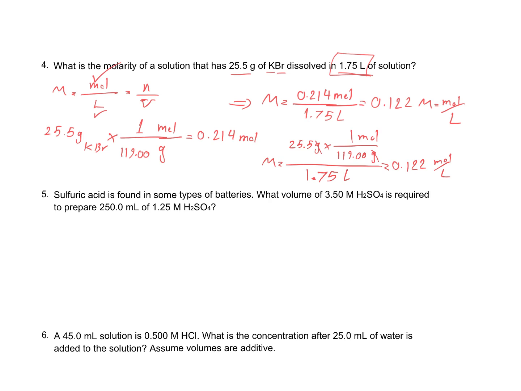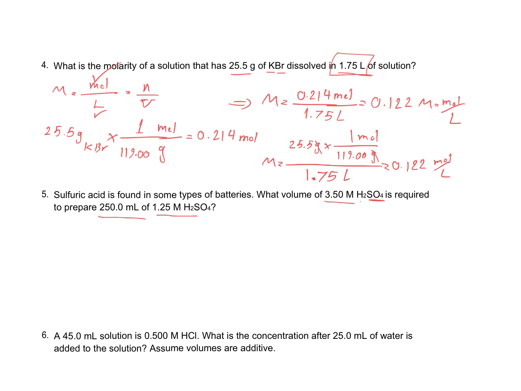Okay, so next question is a dilution question. Sulfuric acid is found in some type of batteries. What volume of 3.5 molar H2SO4, and you know that's sulfuric acid, with the polyatomic ion sulfate, is required to prepare 250 milliliter of 1.25 molar H2SO4.